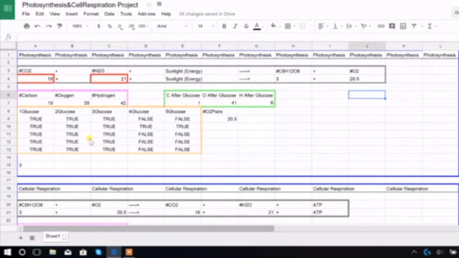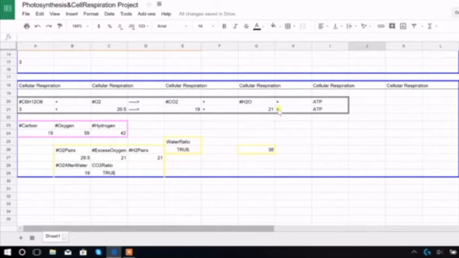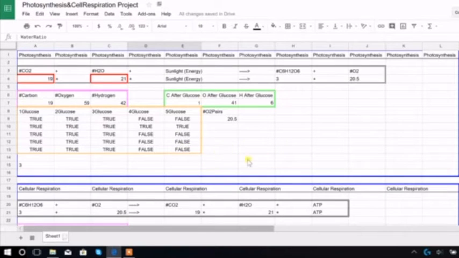But you can see the table doing its job. And we still come back with 19 and 21. You can see the ratios are still working. Sorry guys, we cut out there for a minute. So the CO2 and the water ratio is good. ATP is done.